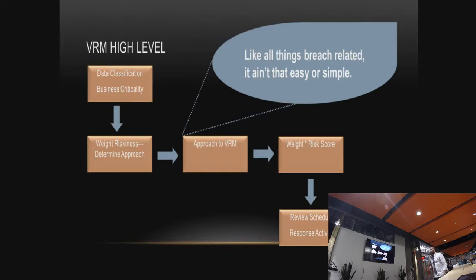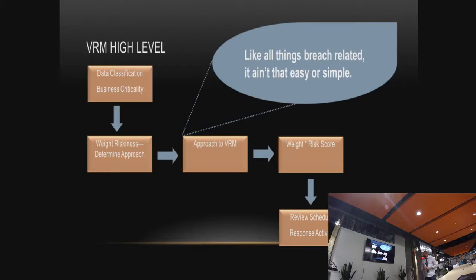But if I'm sending all my security alerts, or if the business is sending, say, social security numbers in terms of hosted HRIS systems like ADP, I might actually care a lot more about how they're protecting my data. And then I'm going to use this to determine my approach. And like all things breach related, it really isn't simple or easy to determine how you approach assessing a vendor in a worthwhile way.